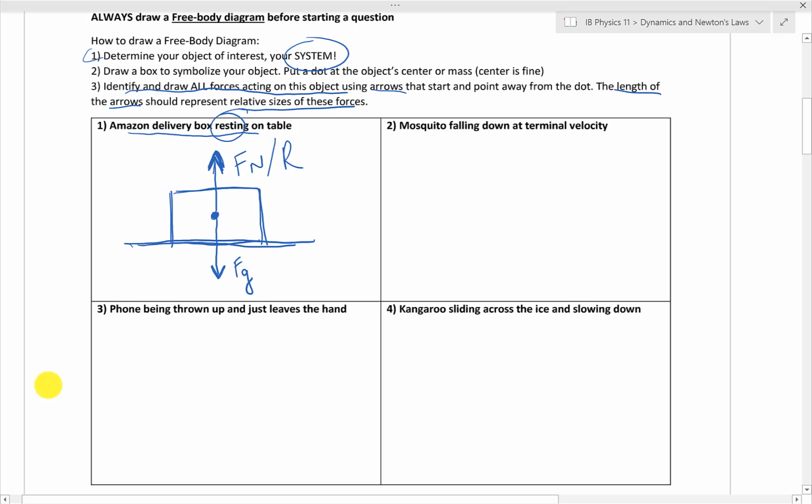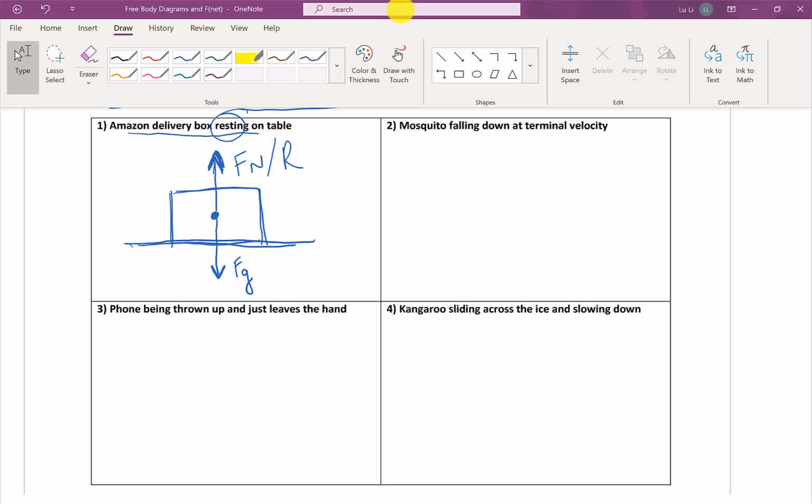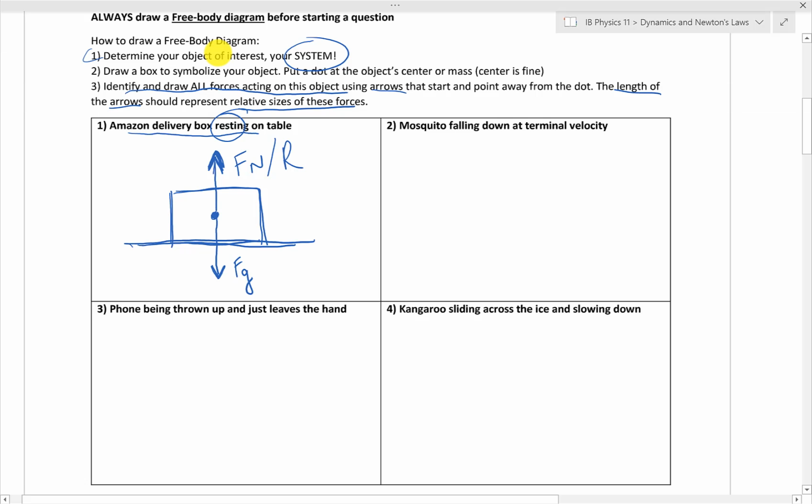Next up, number 2, we have a mosquito falling at terminal velocity, apparently, so it must have died somehow. Here I'm going to draw a mosquito. You can draw a box, it doesn't matter, just for effect. So a dot in the middle of the mosquito, which is where I'm going to draw my arrows from.